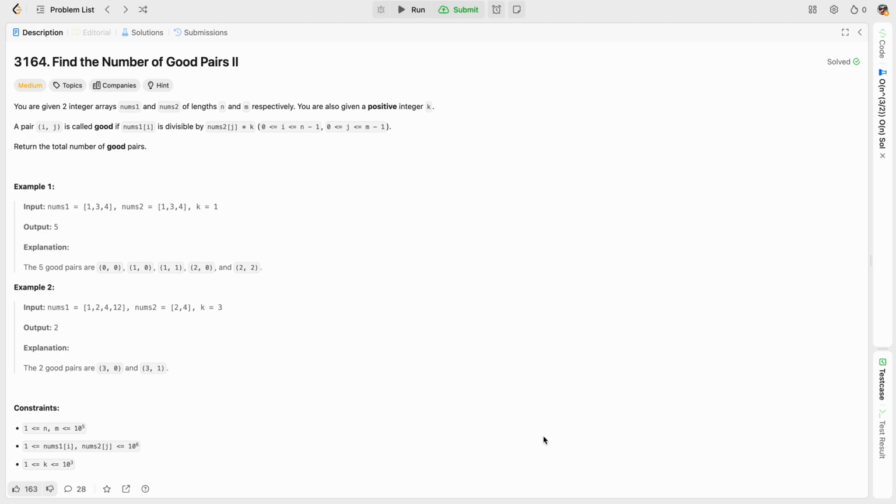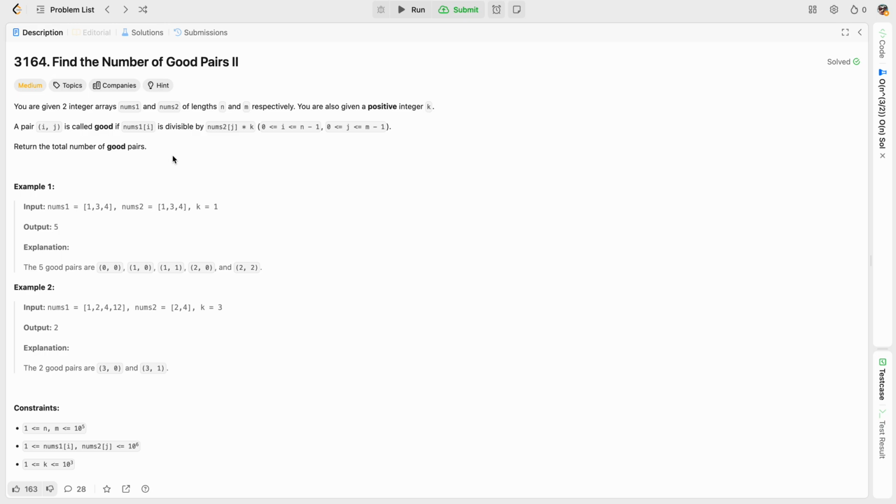We are given two integer arrays and a positive integer k, and are expected to return the total number of good pairs. The definition of a good pair is: if you can find a pair i, j that meets the criteria that nums1[i] is divisible by nums2[j] times k, it will be a good pair.